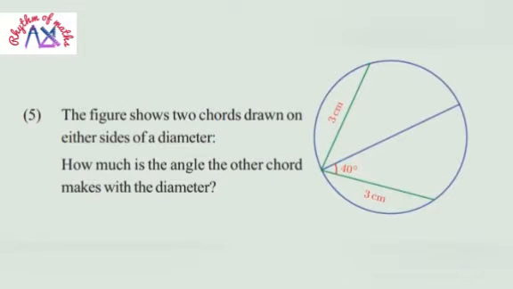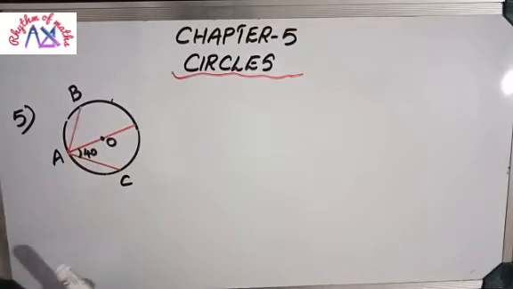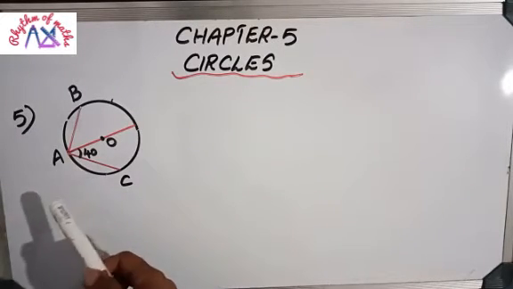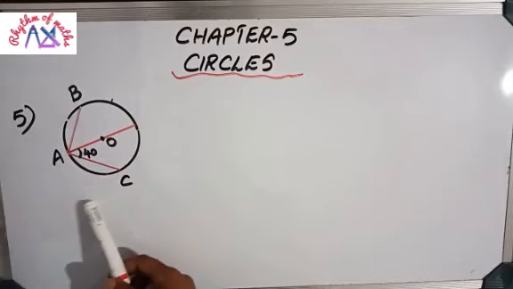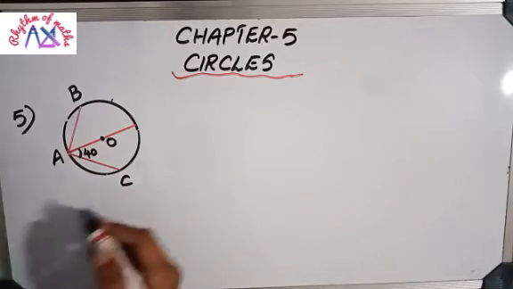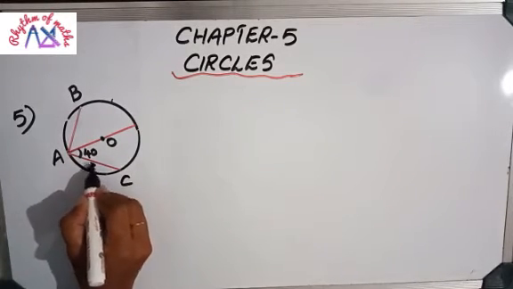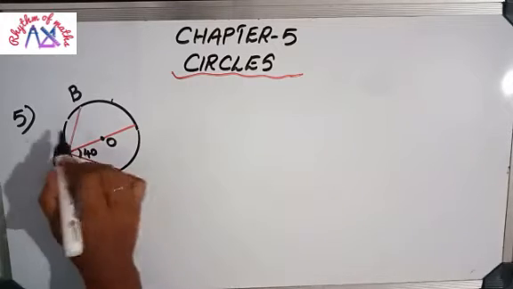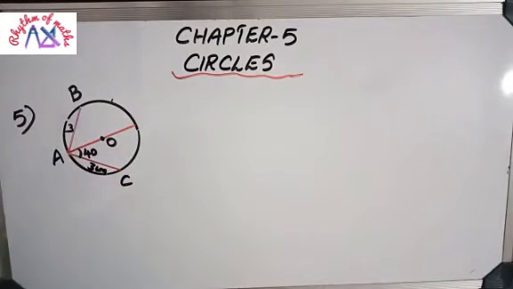Question number 5. The figure shows two chords drawn on either side of a diameter. How much is the angle the other chord makes with the diameter? The figure is given with 3 centimeter as the length of the chord. In this question, we have a circle and two chords, AB and AC, of the same length. That measurement is given as 3 centimeter. Both are 3 centimeter chords.